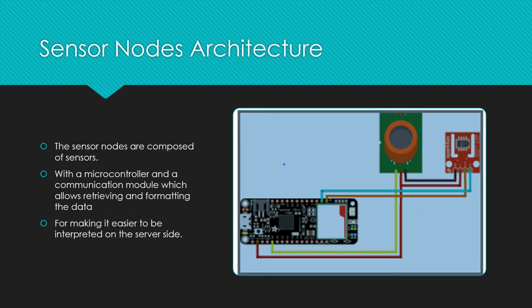I'll talk about the sensor node architecture. The sensor nodes are composed of sensors with a microcontroller and a communication module, which allow retrieving and formatting the data to make it easier to interpret on the server side.